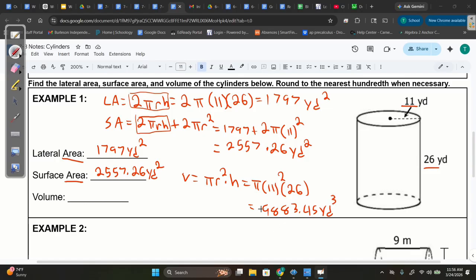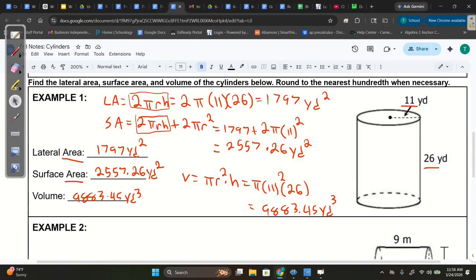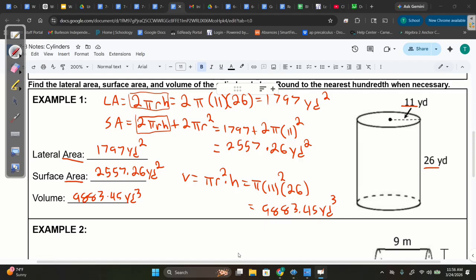We're finally in 3 dimensions. So we're using the 3 for the exponent. 9,883.45 yards cubed. And that's it. Plug stuff into the formula and let the calculator do the hard work for you. Let's move on to number 2.